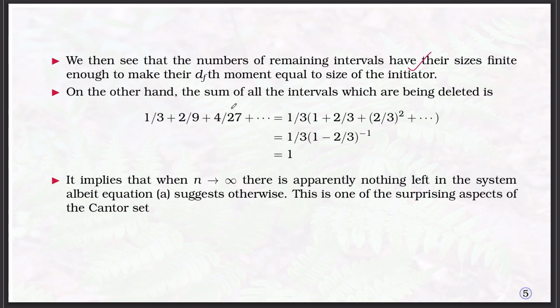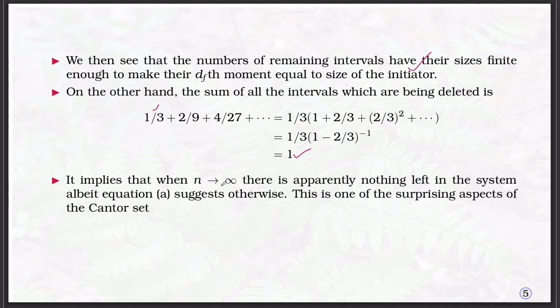On the other hand, how many intervals did we remove from the closed interval 0, 1 to obtain the Cantor set? In the first iteration we are removing one interval of length 1 by 3, and 2 intervals of length 1 by 9, and 4 intervals of length 1 by 3 power 3, and so on. This geometric series converges to 1 over 1 minus 2 by 3. If you are solving this, one can get 1, which we already discussed in our first class itself. So the sum of all the intervals which are being deleted is literally 1.